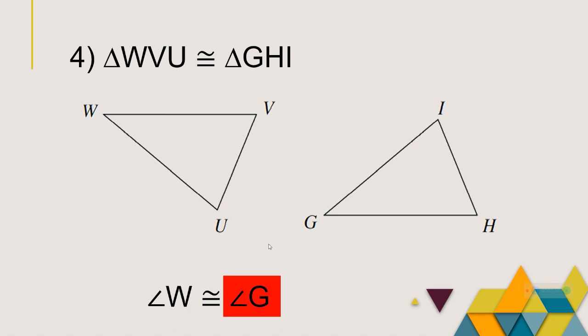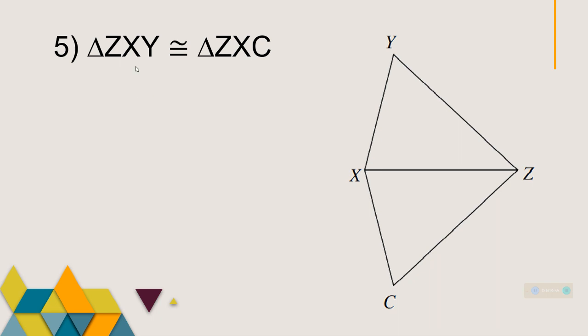For the last question in this activity, let us have triangle ZXY is congruent to triangle ZXC. So these are the two triangles. The question is, angle Y is congruent to what? That's correct, angle C. So in this activity, you have applied your knowledge in giving the corresponding sides or corresponding angles of the two congruent triangles.